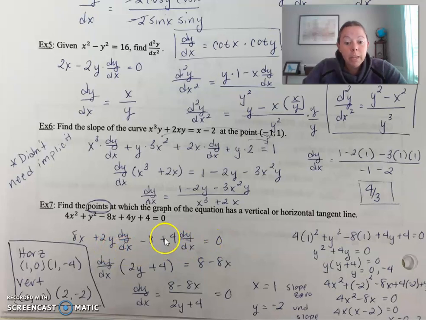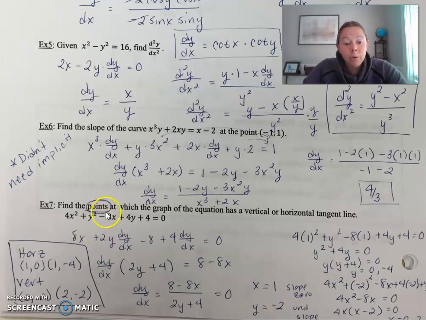Then solve for dy/dx. Move everything that doesn't have a dy/dx over to the other side. Factor dy/dx out. What's left on the right side, or left side, excuse me. Then divide. There's our derivative. So we're going to set the numerator equal to 0, and that's what this is. X equals 1. That's coming from the numerator. That's your horizontal. That's when the slope is 0. And when you set your denominator equal to 0, that's where this y equals negative 2 is coming from. That's when you're going to have an undefined slope.